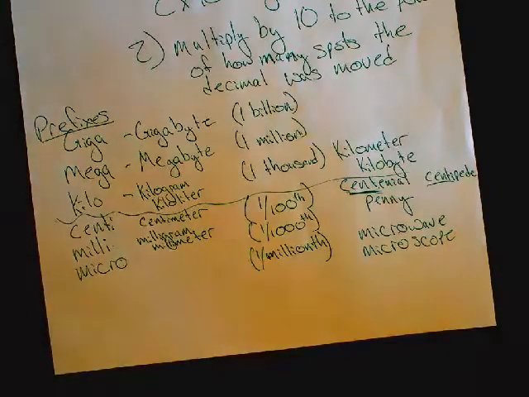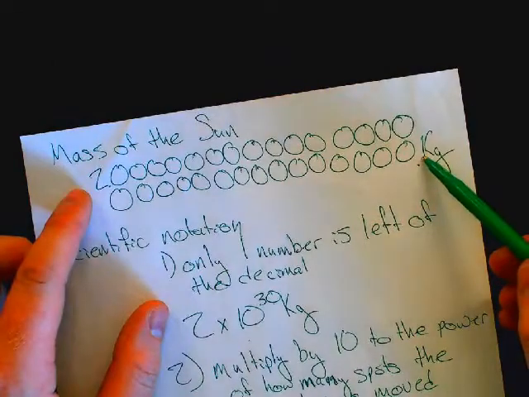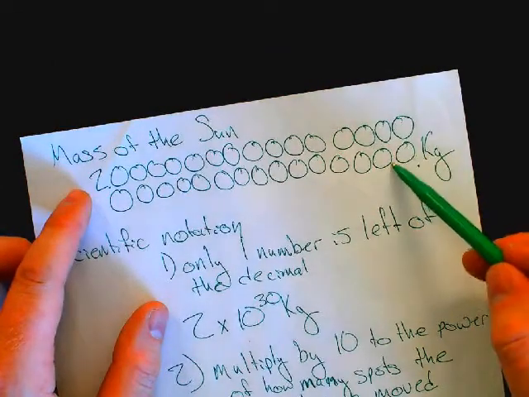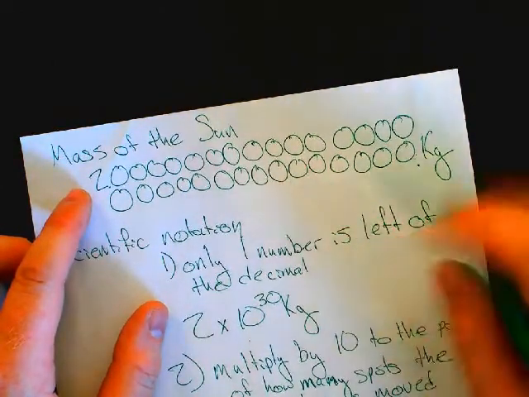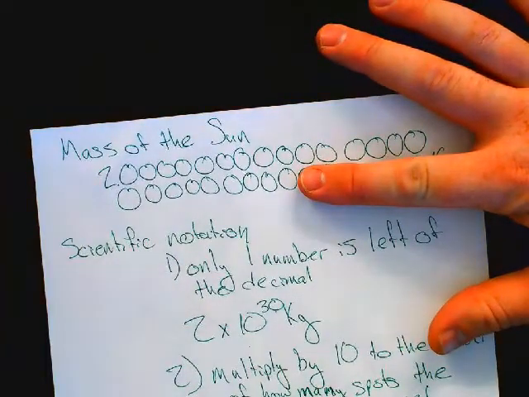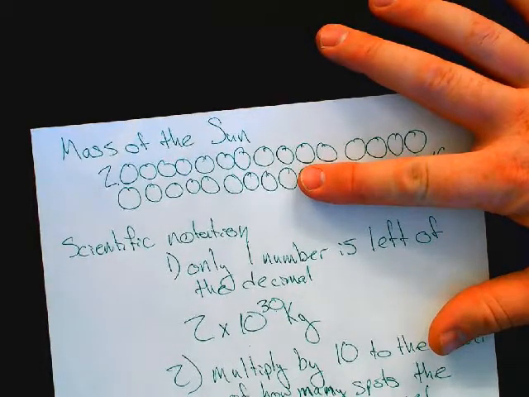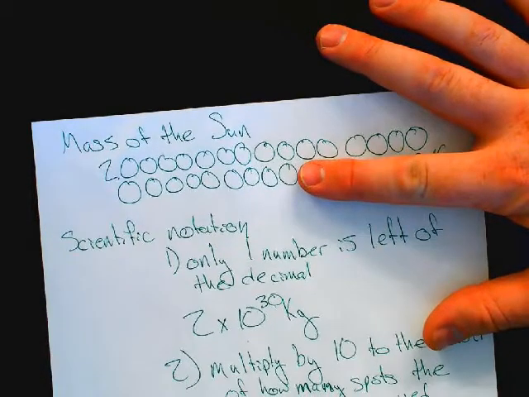Giga. Okay, so I'd probably use giga, though that still would be pretty large because I'd have 1, 2, 3, 4, 5, 6. I'd still have that many gigagrams. That's still a lot of zeros. So I'd probably stick to scientific notation on this one.